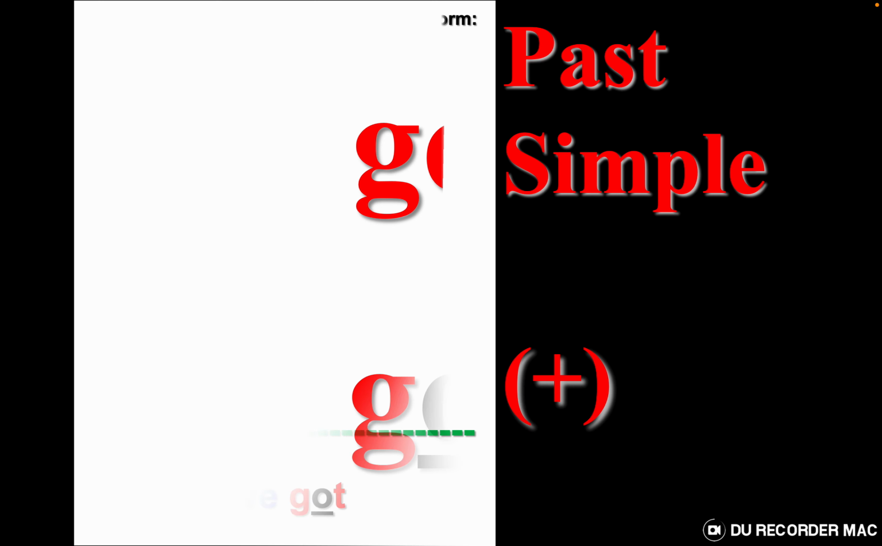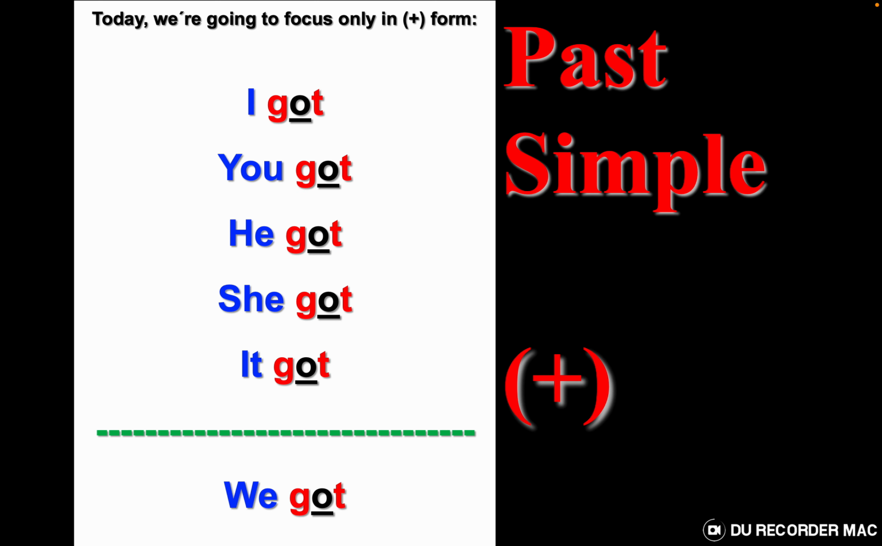Get is the present, got is the past. Let's practice got with all subject pronouns. I got, you got, he got, she got, it got, we got, you got, they got.